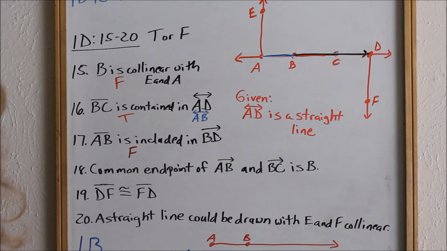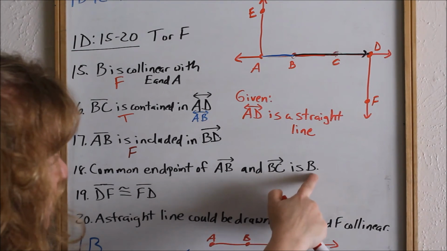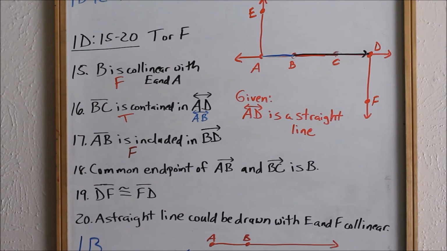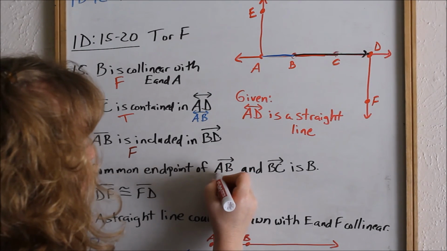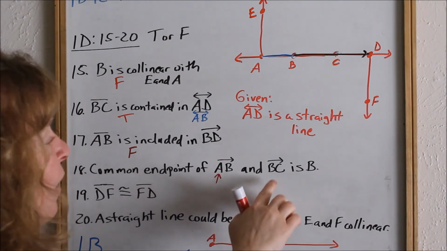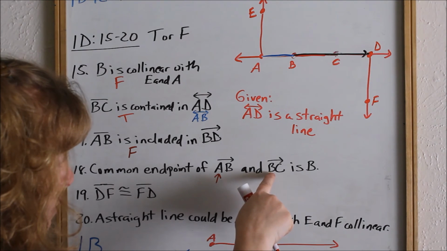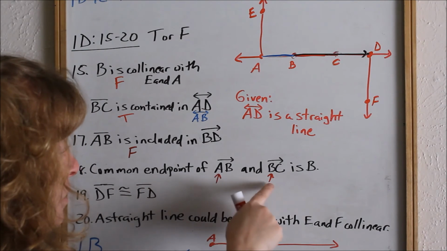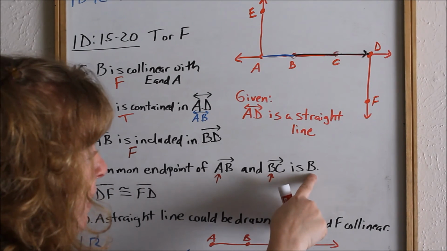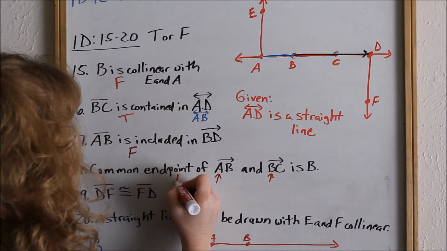Now number 18 says a common endpoint of ray AB and ray BC is B. I don't even have to have a picture to tell me that that is false, because ray AB, when you see it like this, the first letter is your endpoint. A is my endpoint. Ray BC, my first letter is my endpoint. So B would be my starting point going towards C. A is my starting point going toward B. They have different starting points, so therefore they do not have a common endpoint of B. This one has the endpoint of B, but this one does not. So that statement is false.